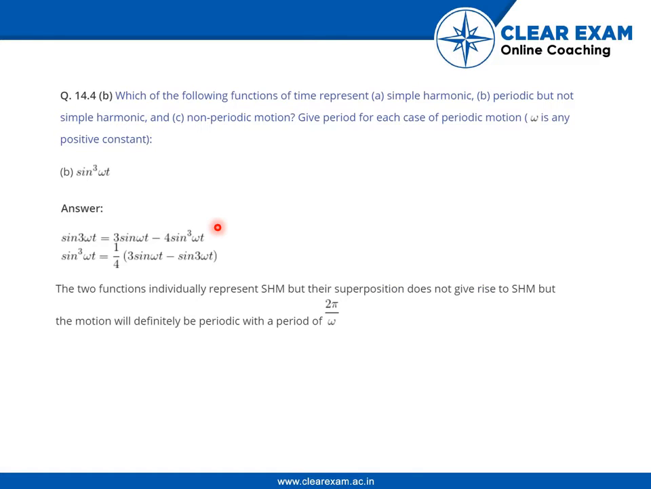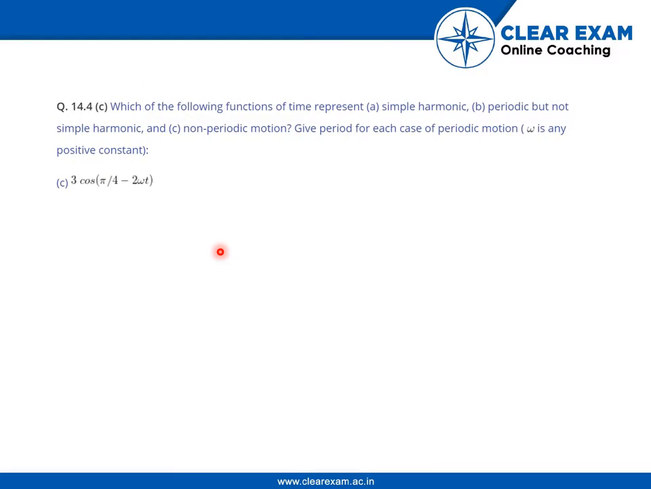After some modification, we can write 1 by 4 into (3 sine omega t minus sine 3 omega t). The two functions individually represent SHM, but their superposition does not give rise to SHM, but the motion will definitely be periodic with a period of 2 pi by omega. So the next one is 3 cos (pi by 4 minus 2 omega t). From this, we can see that it represents SHM with a period of pi by omega.